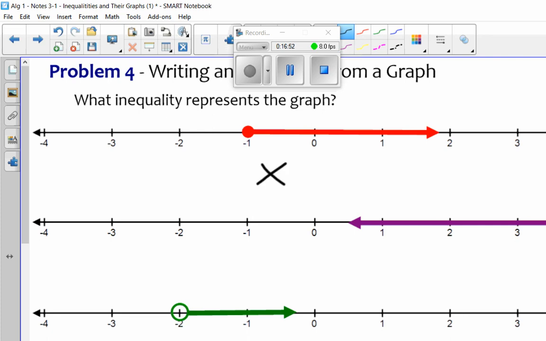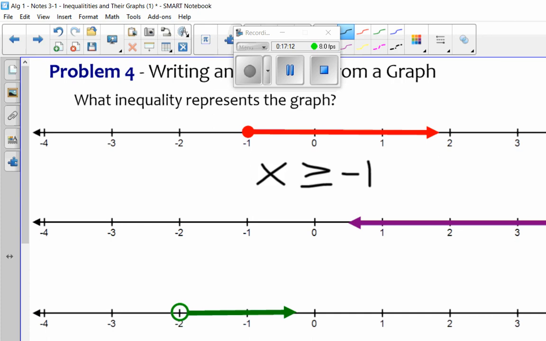It's -1. It's a solid point, so I know that it has to be equal to, and the arrow's actually pointing to the right, so my symbol has to point right, and it's going to be equal to, so I need to throw that on there, and I use the value that the graph starts at. Okay, so hopefully not too hard.